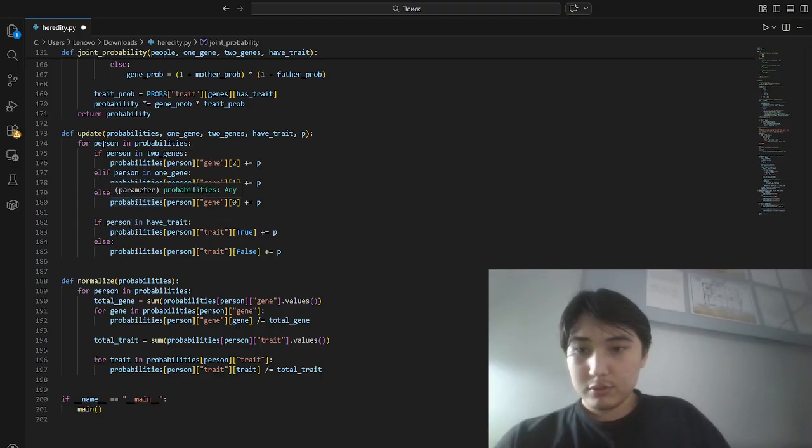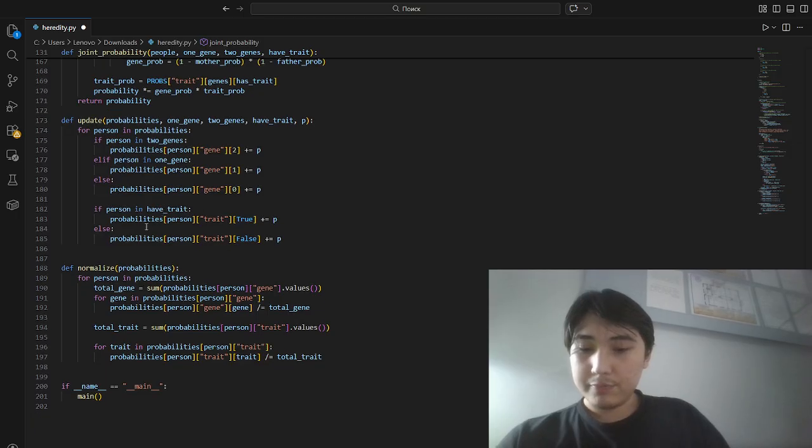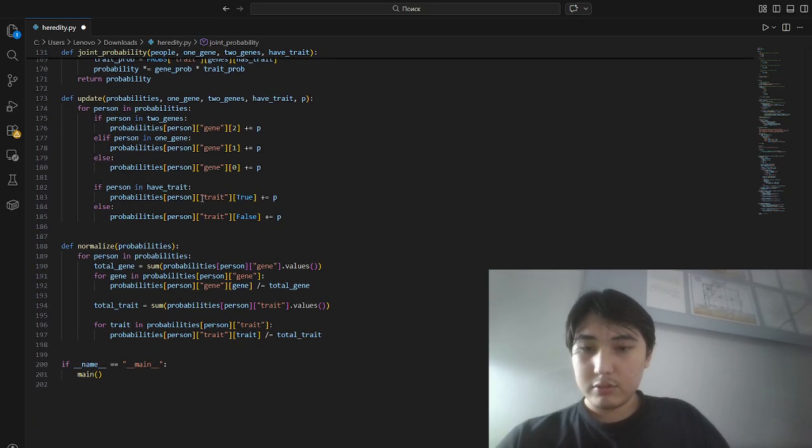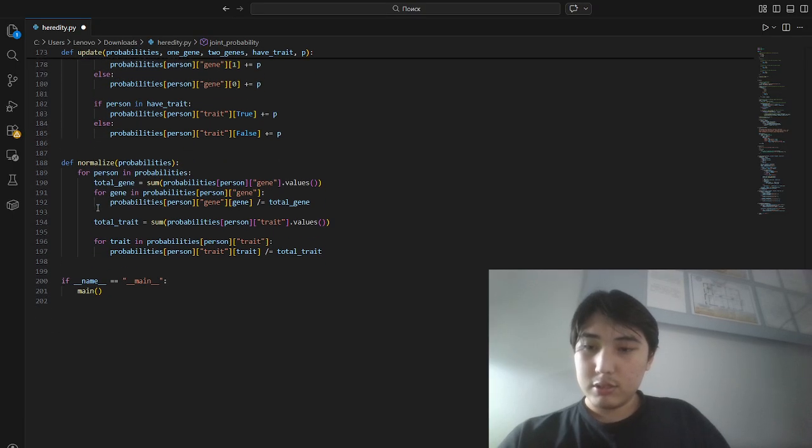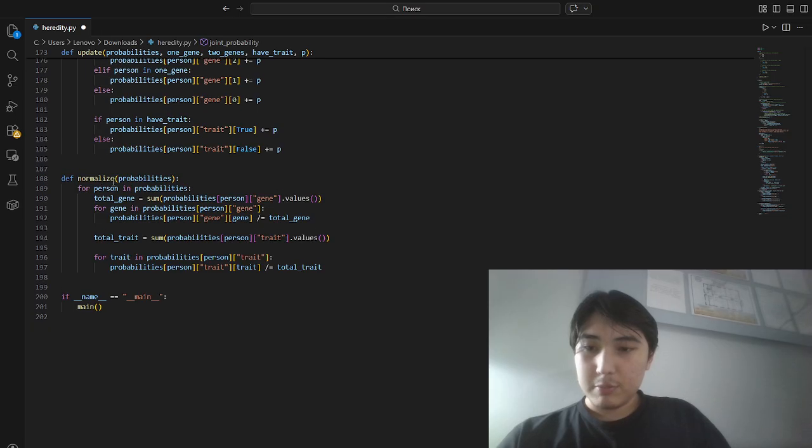For each person, it calculates the probability of having genes 0, 1, or 2, and also whether they have the trait or not. And this accumulates the probabilities from all possible scenarios. And the last one is the normalize function.